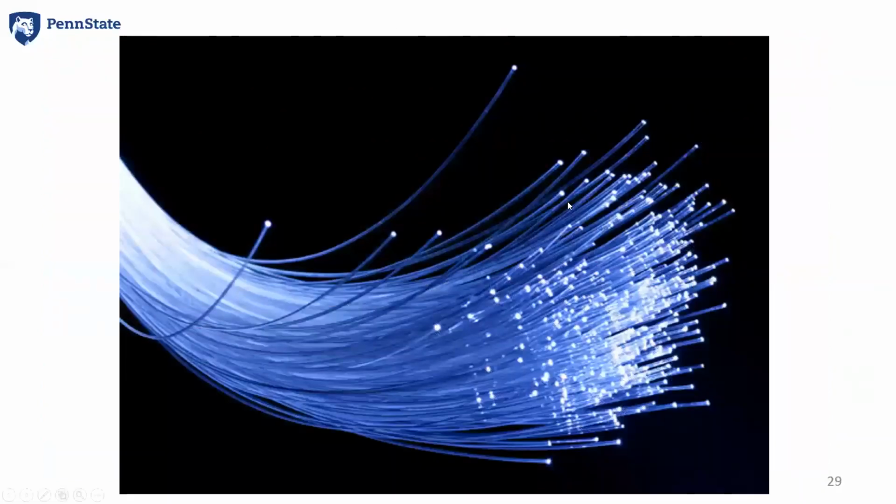Now, the last picture. Anybody can recognize this one? This is optical fiber. Optical fiber for the Verizon Fios network. And some of you have this optical network connected to your house.